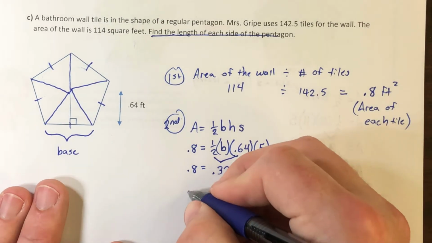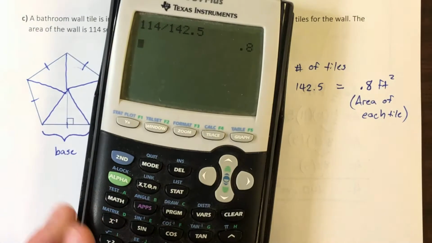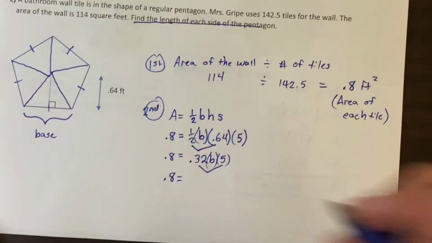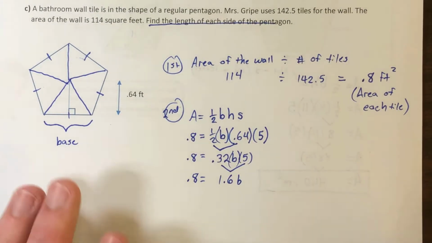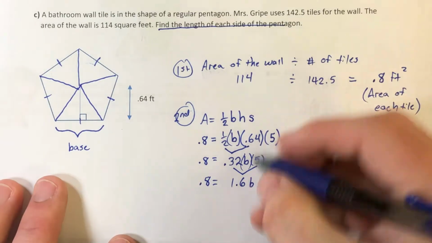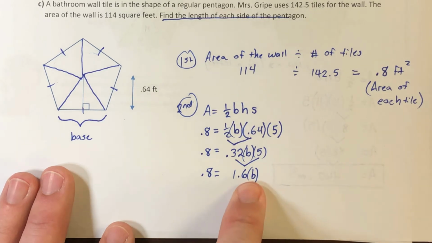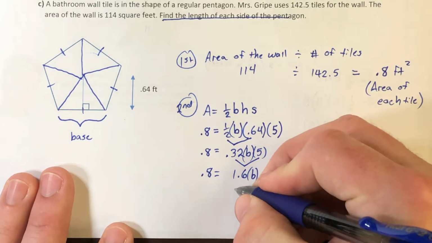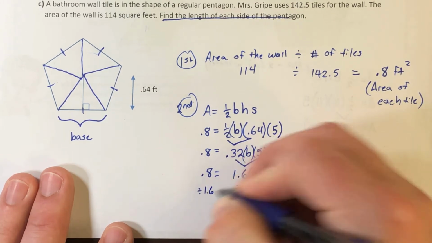Next step, continue simplifying. 0.32 times B times 5. Let's do that. 0.32 times 5. We get 1.6B. Don't forget to bring down your letter. Since I've been putting in parentheses all along, I'm going to continue with that. All right. I want to get B by itself. So I need to get rid of the 1.6. This is 1.6 times B. So the opposite is divide. So we're going to divide by 1.6 on both sides.